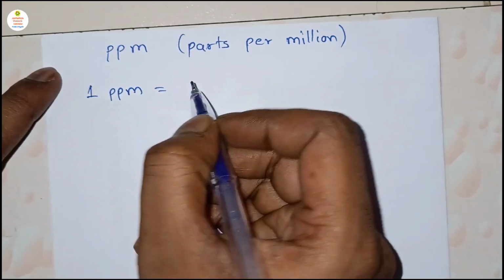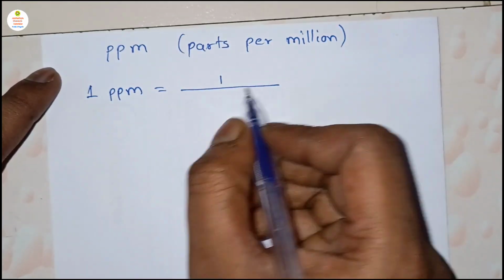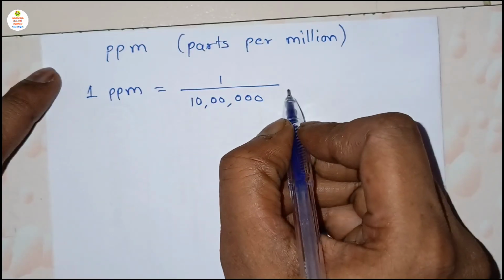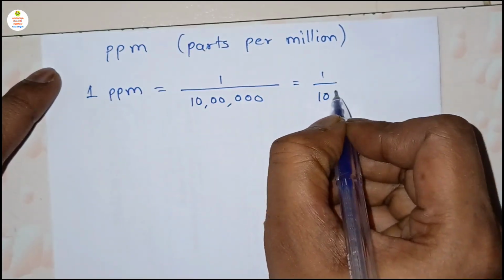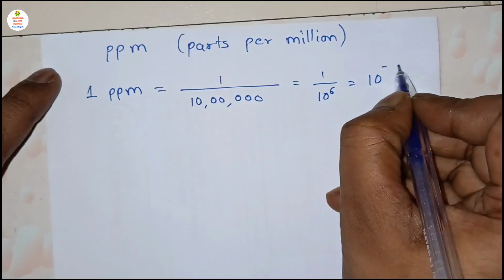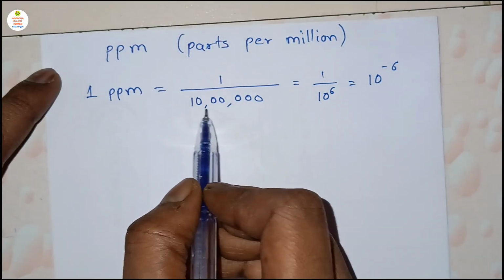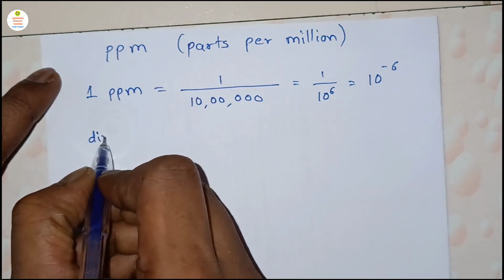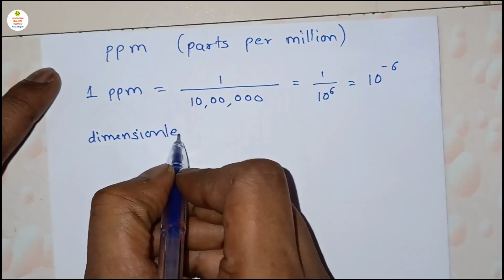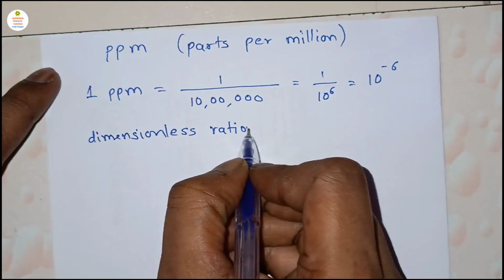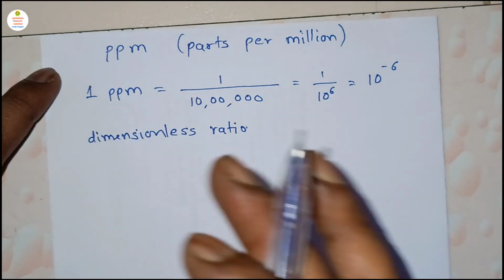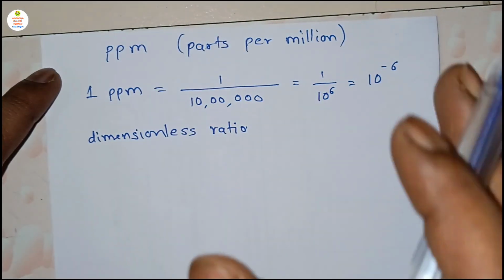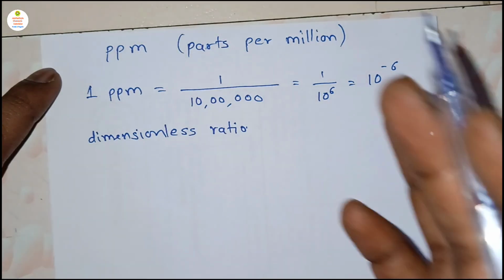1 ppm is equal to 1 upon 10 lakhs, that is 1 upon 10 raised 6, which is equal to 10 raised minus 6. 10 lakhs is equal to million, and it is a dimensionless ratio. So ppm means how many parts of a substance are present per 10 lakhs, that is million parts of the total mixture.